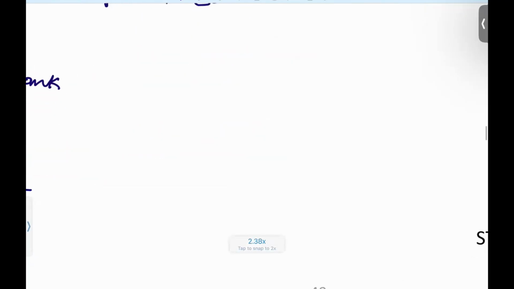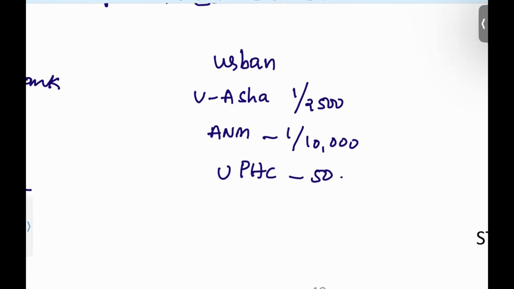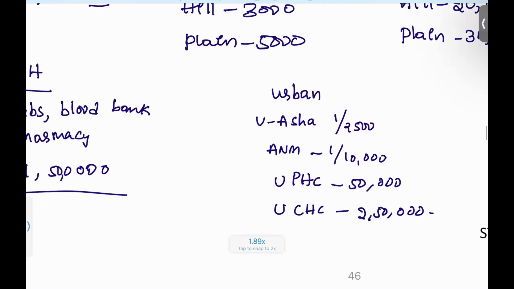Next, urban one. This is different from the rural. Urban ASHA is going to have 1 person for 2,500 population, and ANM people, who are also like nurses, are 1 per 10,000 population. And an urban PHC is going to cover 50,000 population. An urban community health center will have 2,50,000 population. Okay, this healthcare infrastructure of India is very important.